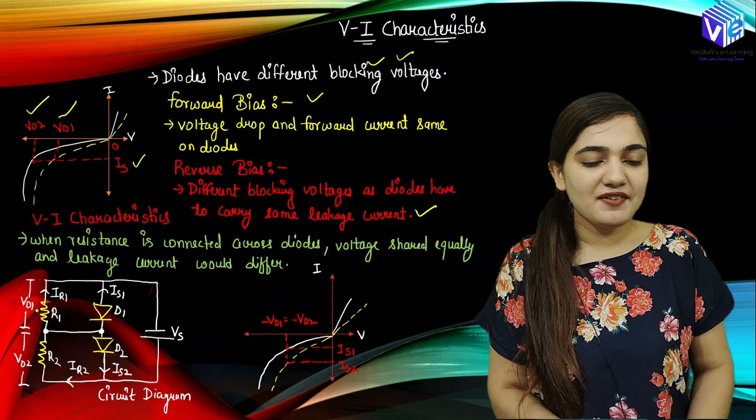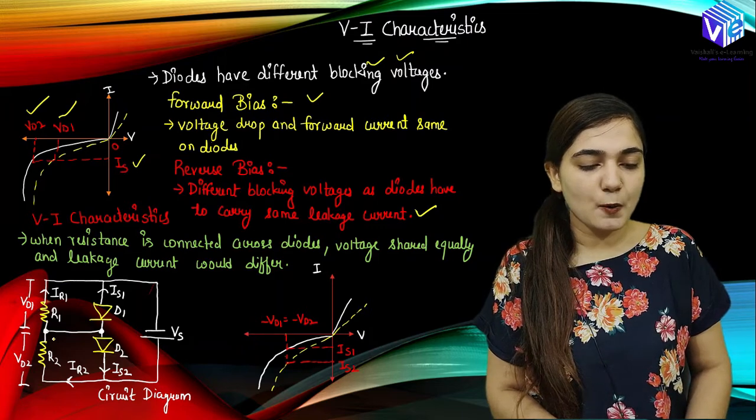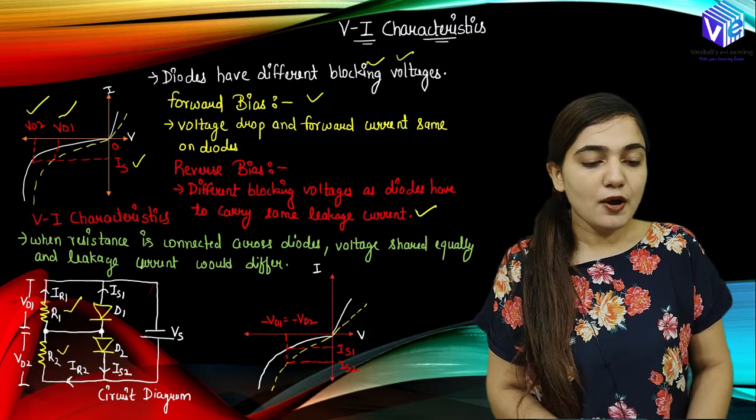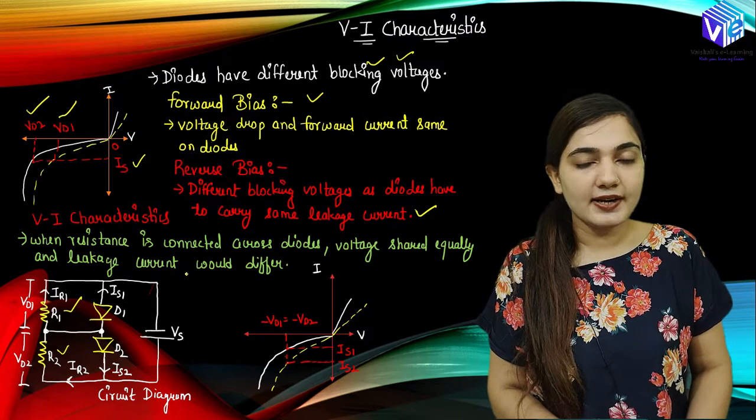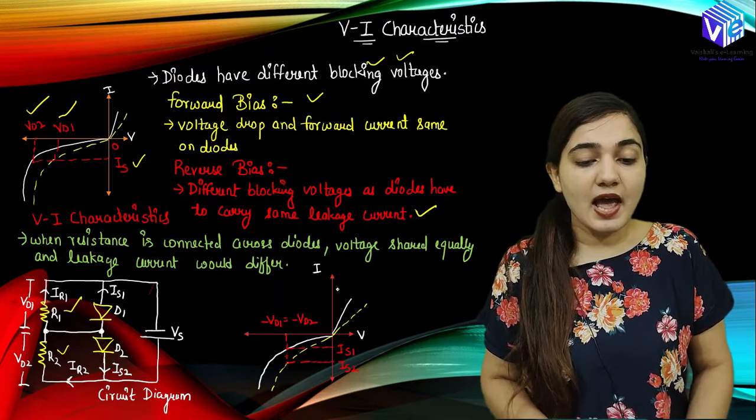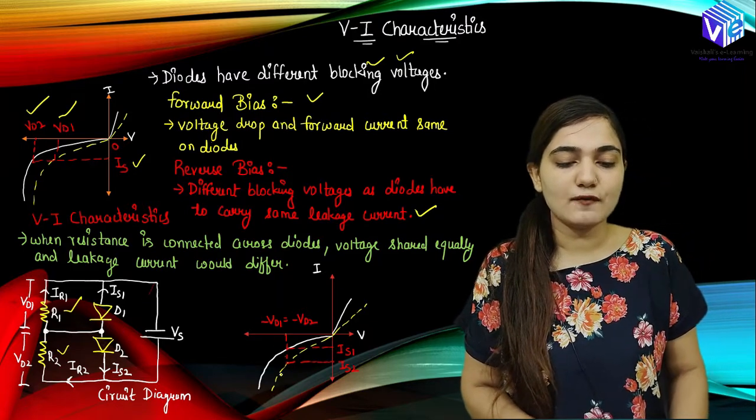So you can see when I connect the resistances R1 and R2 across the diodes D1 and D2. Here I have connected R1, here I have connected R2. This is my diode D1, this is my diode D2. Now the leakage current would differ, but the voltage across the diodes will become equal, and this is how our characteristic would change.